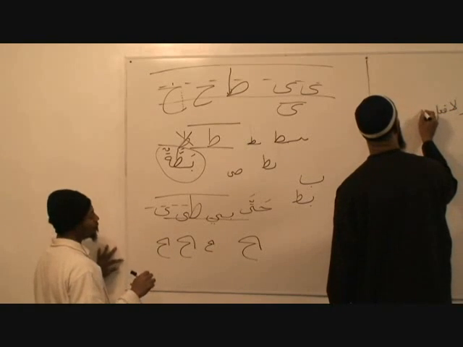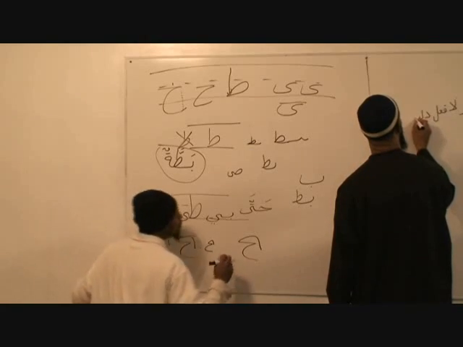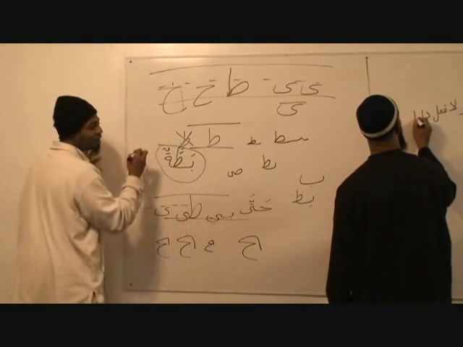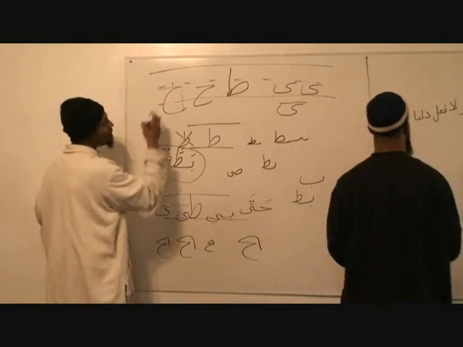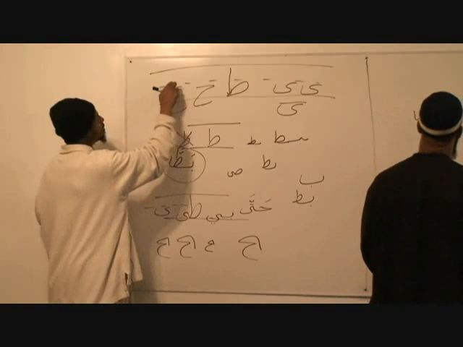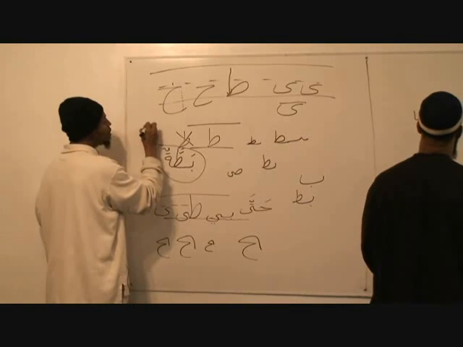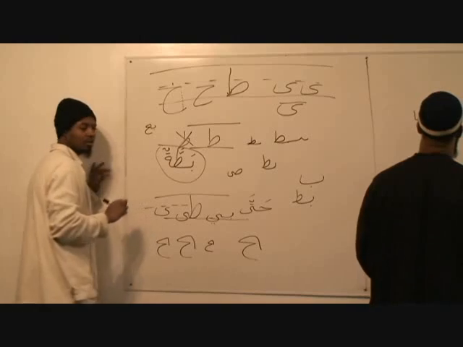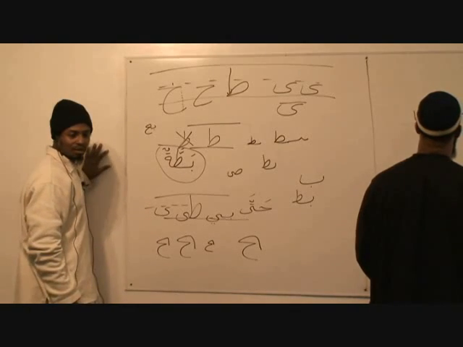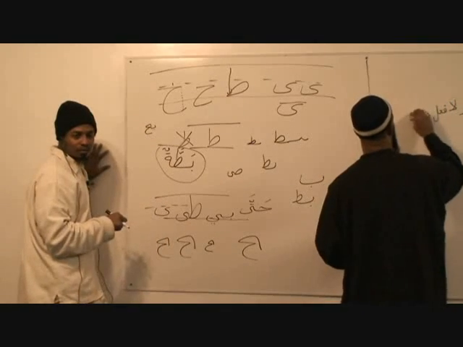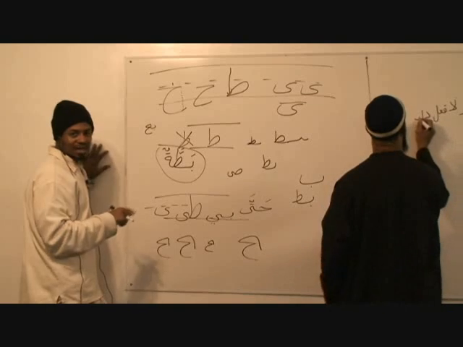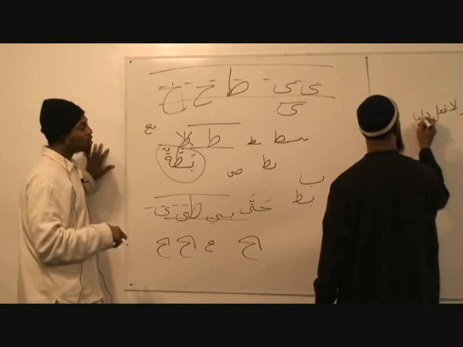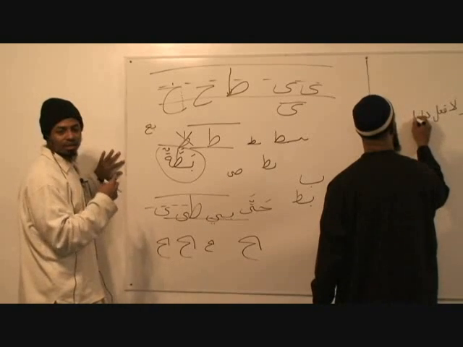So, if I'm going to do a ba, for example, with a ha, or a kha, rather, I start, go up, over, and down. You see that? Did you see what I wrote? Is that clear? So, this is how you write.